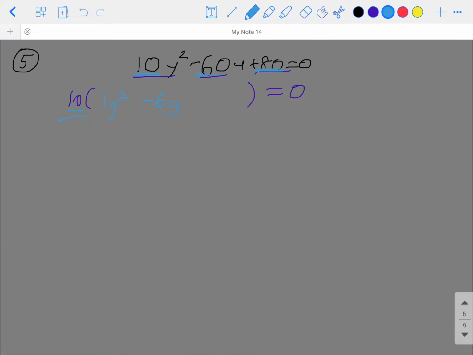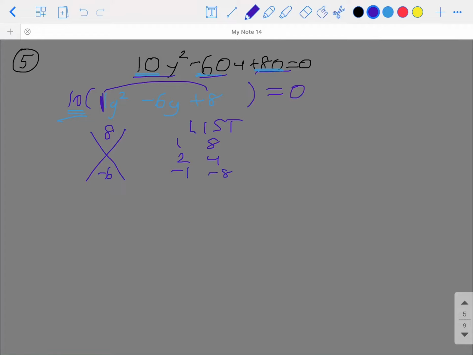And 80 divided by 10 is 8. From here, this is a leading coefficient of 1, so therefore I can use the cross product algorithm. Simple. 1 times 8 is 8, and the middle is negative 6. Get into the habit of writing out the list. 1 and 8, 2 and 4, and we can also go with the negatives.